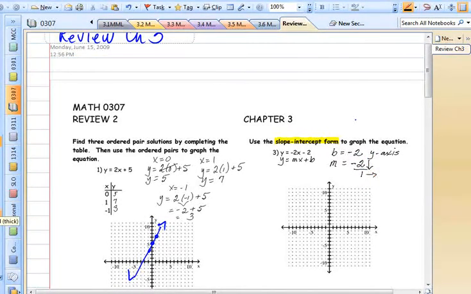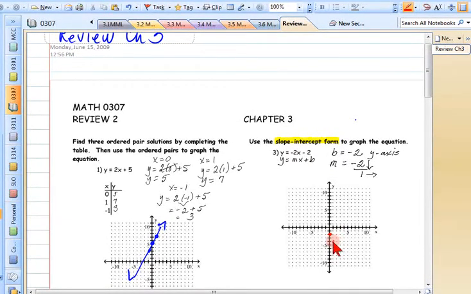So once again, I'm going to switch to red. Begin at negative 2 on the y-axis. From there, move down 2 blocks, right one block, and drop a point.